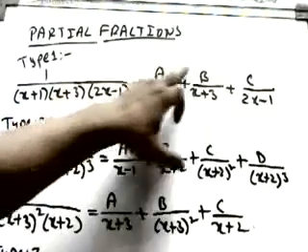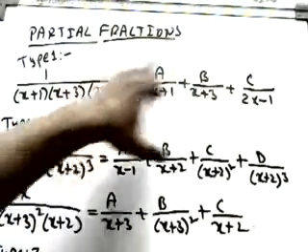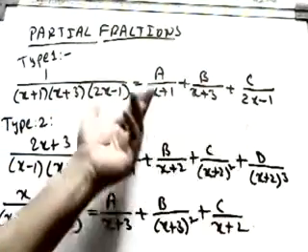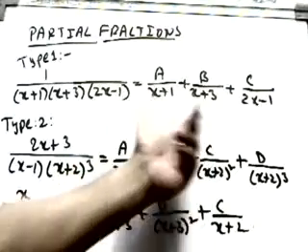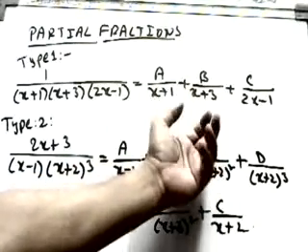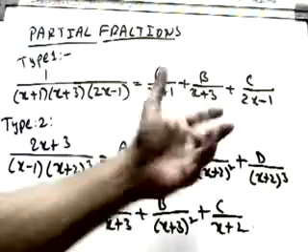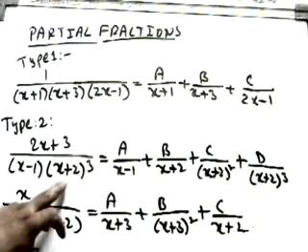For this, we have to keep A by x plus 1. For this, B by x plus 3. For this, C by 2x plus 1. So this is the method of changing into partial fractions. Separating the fractions is partial fractions.